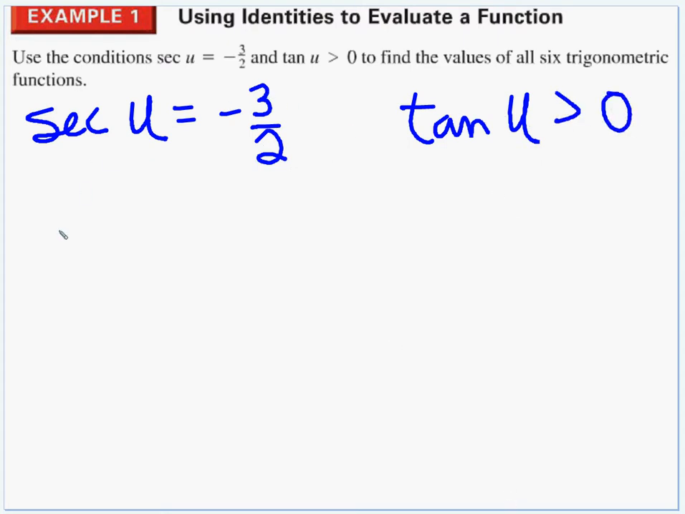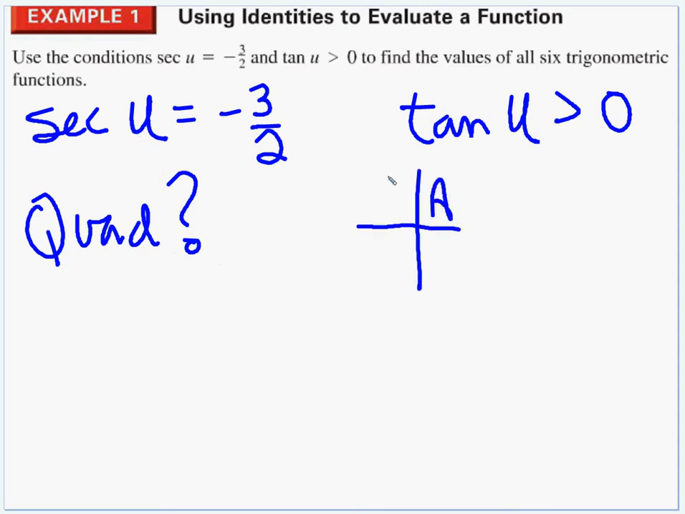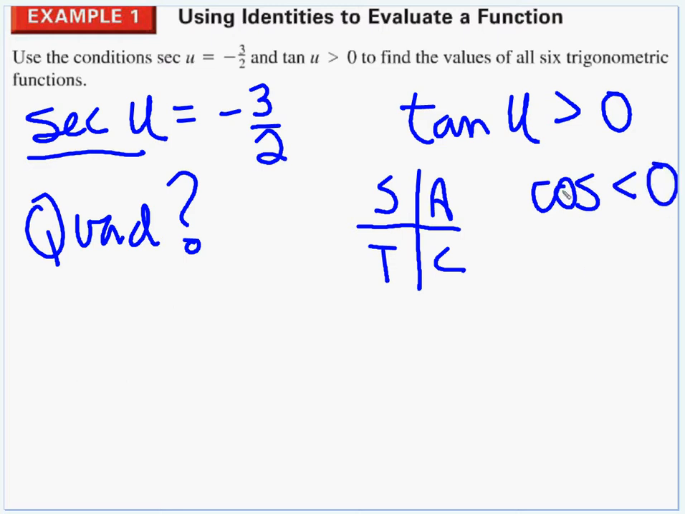So the first thing I'm going to do is figure out what quadrant this angle is. What quadrant is angle u in? So I'm going to set up my All Students Take Calculus. We see here that secant is negative, and if secant is negative, so is its reciprocal. So cos is less than 0. So cos is not positive. That eliminates the All quadrant and quadrant 4 where cos is positive.